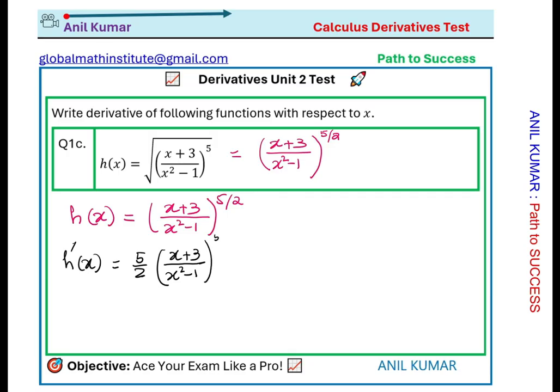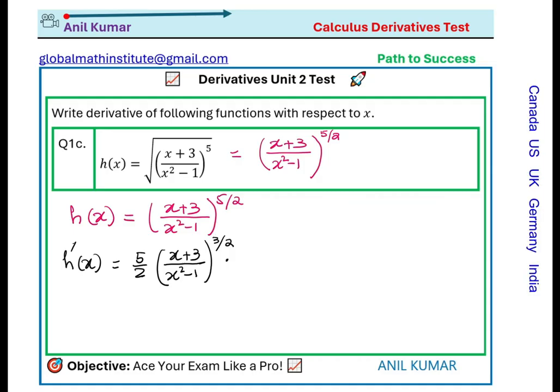So 5 by 2 minus 1 means 2 is a common denominator. Minus 1 means 2 over 2, right? So we get 3 over 2, correct? Is that clear to you? 5 by 2 minus 1, right? So it is 3 over 2. So we subtracted 1 from 5 by 2. Now we have to multiply with the derivative of the inside function. You get the whole idea, right?